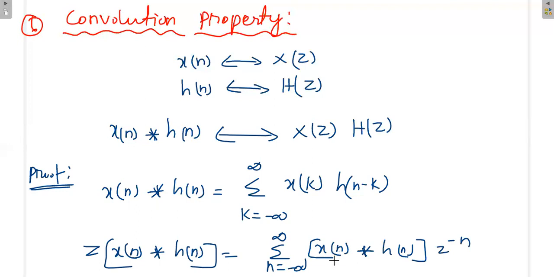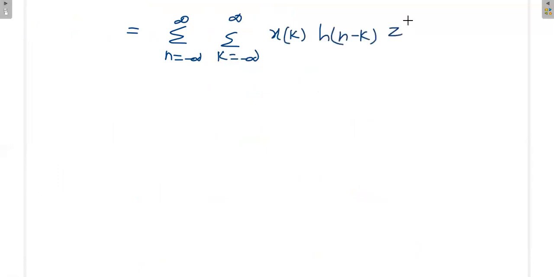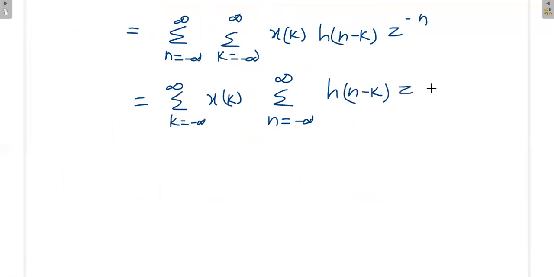Now instead of this x of n convolution h of n, I will substitute this formula inside here, so that we'll get summation n minus infinity to plus infinity, summation k minus infinity to plus infinity x of k h of n minus k z power minus n, which is summation k minus infinity to plus infinity x of k summation n minus infinity to plus infinity h of n minus k z power minus n.